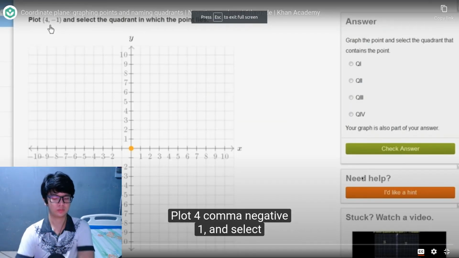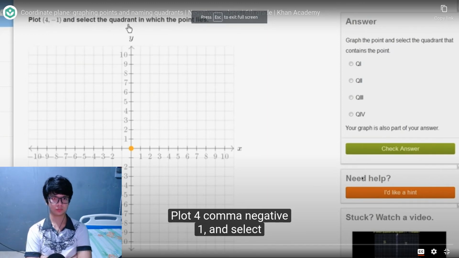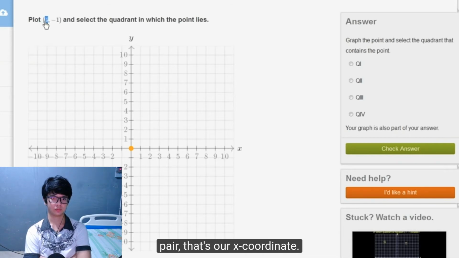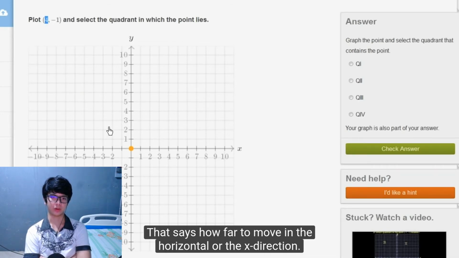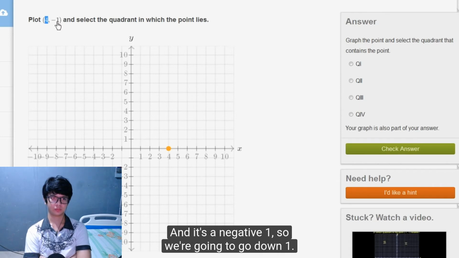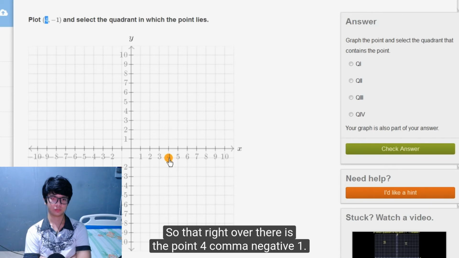Plot 4, -1 and select the quadrant in which the point lies. So 4, the first number in our ordered pair, that's our x-coordinate. That says how far to move in the horizontal or the x direction. It's a +4, so I'm going to go 4 to the right. And then the second coordinate says, what do we do in the vertical direction or in the y direction? It's a -1. Since it's negative, we're going to go down. And it's a -1, so we're going to go down 1. So that right over there is the point 4, -1.